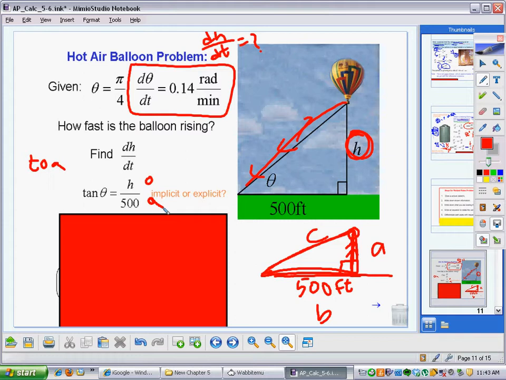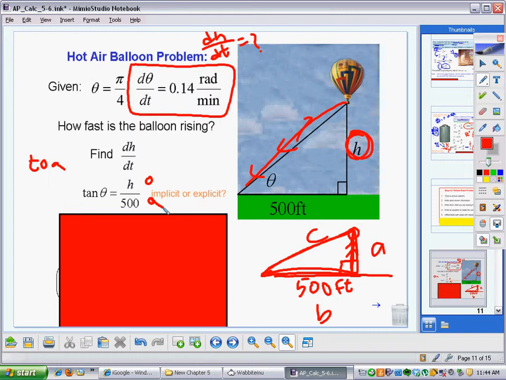And it's not going to change. You have to determine what's changing and what's not changing. That's one of the steps. The 500 is not changing because the wind is not moving the balloon left and right. It's only going straight up. If it was moving left and right, I would then have a changing X direction, I'd have a changing Y or H direction, I'd have a changing C direction. It gets more complicated. You can do this. It's not that bad.